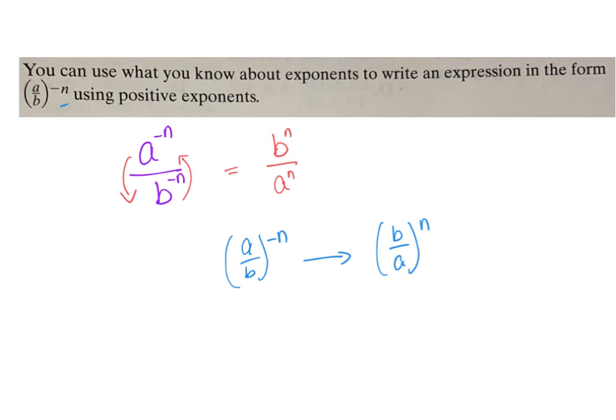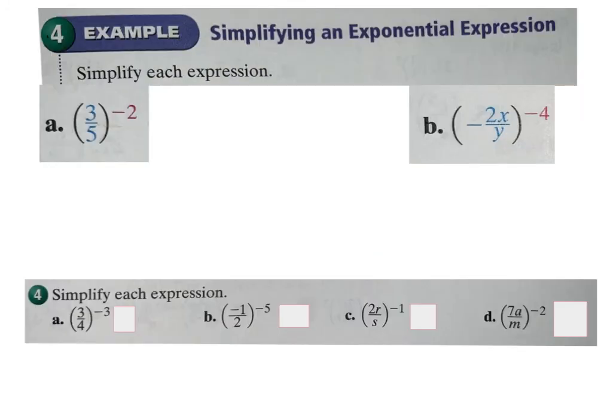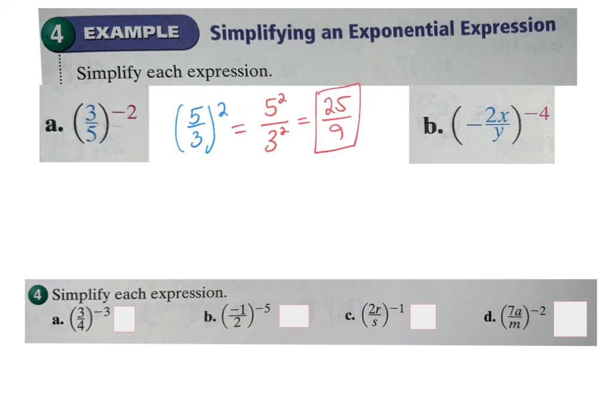So let's look at example 4. Example 4 has 3/5 to the negative 2. So I can immediately go ahead and rewrite that as 5 over 3 to the positive 2. And then I can do my property there. 5 squared over 3 squared is going to give me 25 over 9.